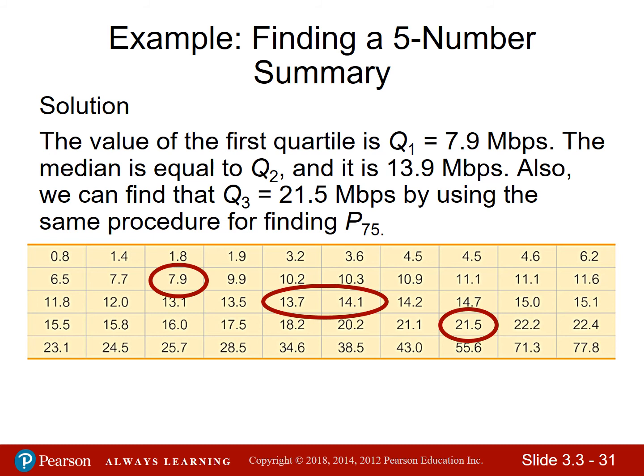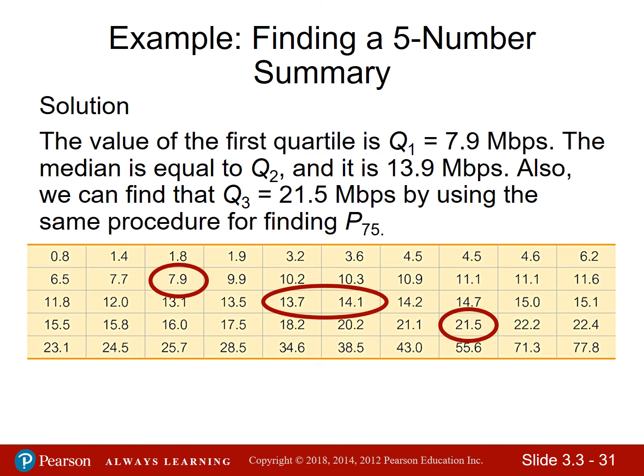For Q2, you do 50 divided by 100 times 50, so you get 25. When you get a whole number like 25, you have to pick the 25th and the 26th numbers and divide by 2. So you get 13.7 plus 14.1 divided by 2, and you get about 13.9. Yeah, my computation wasn't correct.